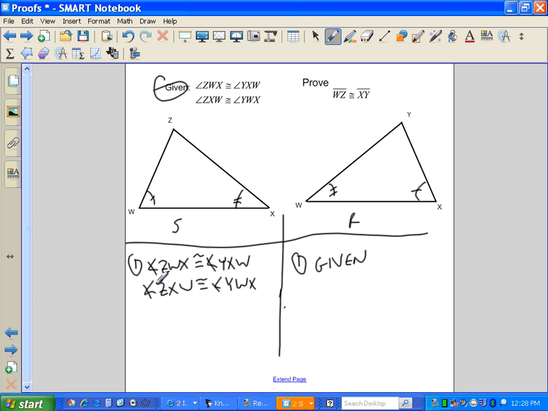All right. So what else do we know about these two triangles? Well, ultimately what we want to do is try to prove the triangles congruent.